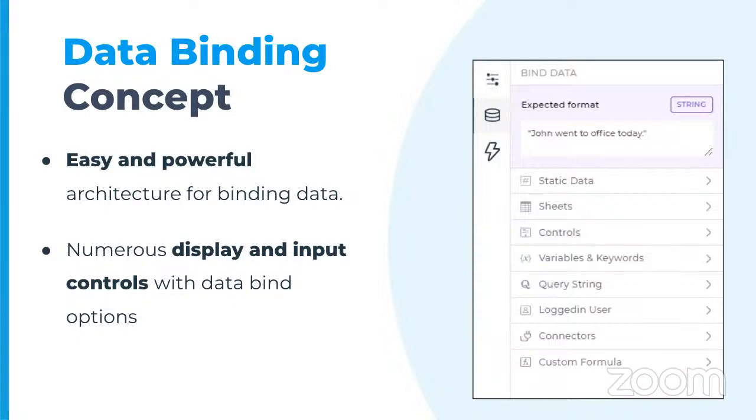Variables and keywords: we provide a few preset keywords, which are login, user email, and all. So there is a large set of keywords. Along with that, the query string is now clubbed into variables and keywords. So in today's session, we will cover the query string part as well. And the connectors are the most important part, which is the backbone of any application, the backend which is there. So that is how you bind a connector.